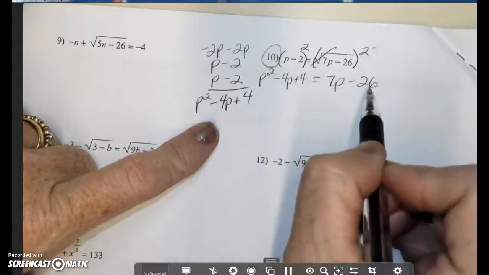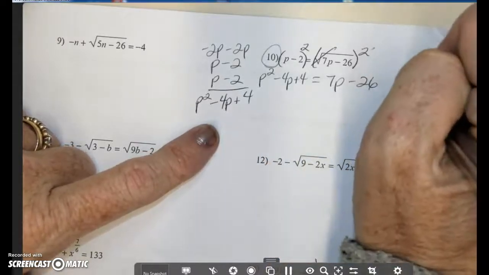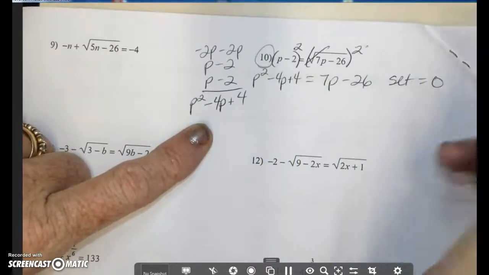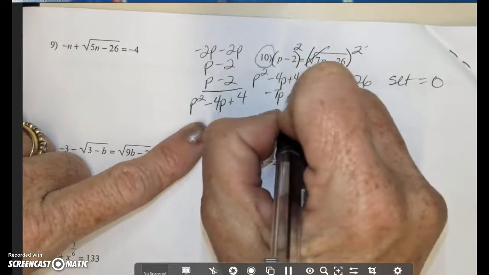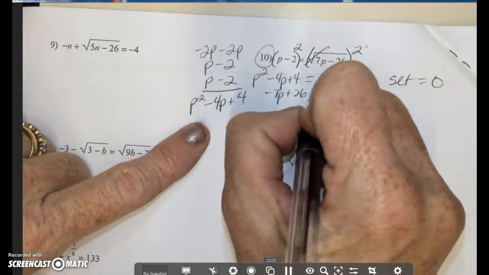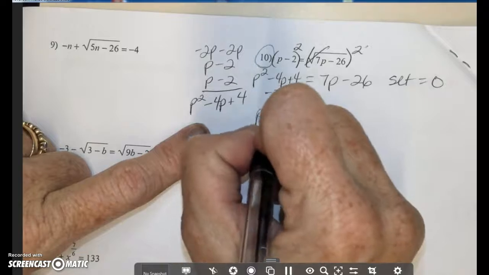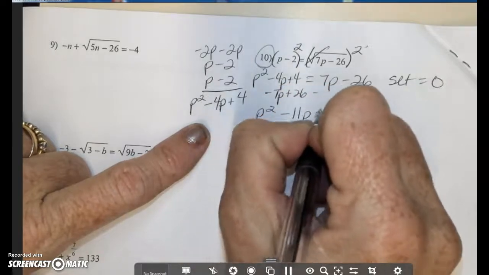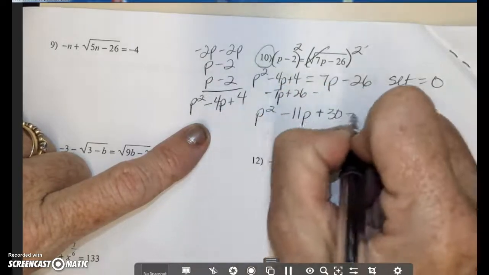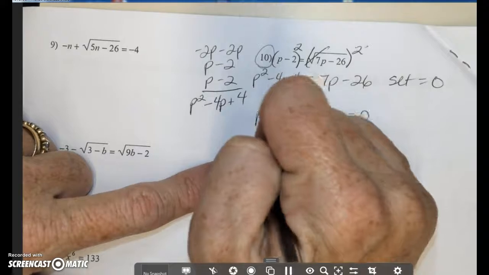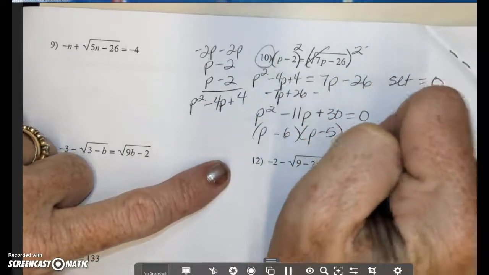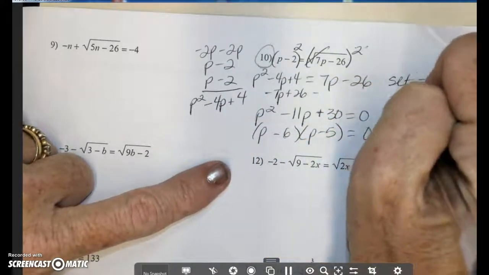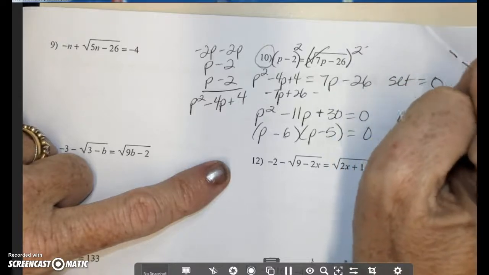I need to get this quadratic set equal to 0. And I'm going to move these over. So I need to subtract 7p and add 26. So I'm going to get p squared minus 11p plus 30 equals 0. Now I'm going to factor that, so I get p minus 6, p minus 5 equals 0. So my solutions are p equals 6 and p equals 5.